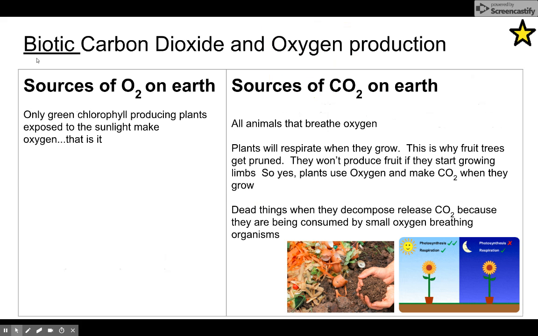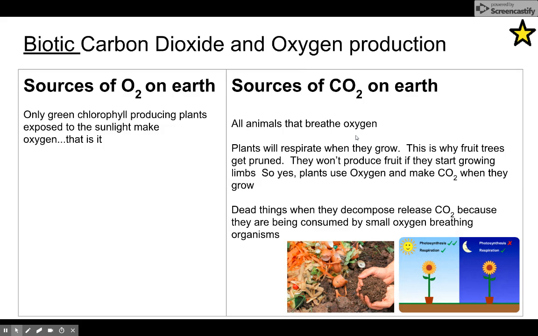On Earth, the biotic sources of oxygen and carbon dioxide, meaning the life that makes oxygen and carbon dioxide. There's only one source of oxygen. There's no other significant source of oxygen on the planet. Sources of CO2 on Earth.